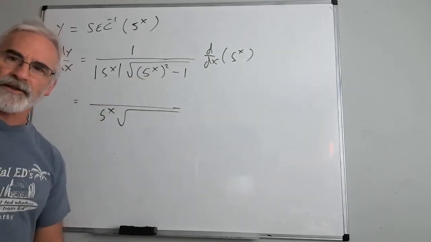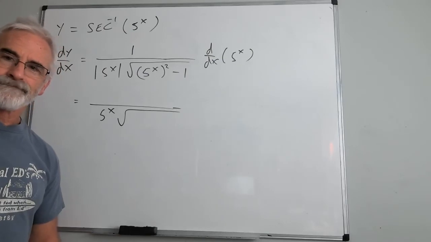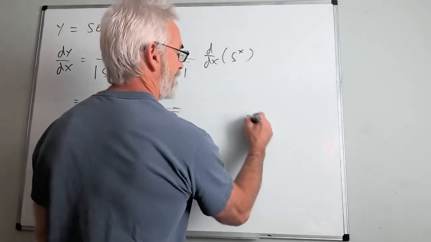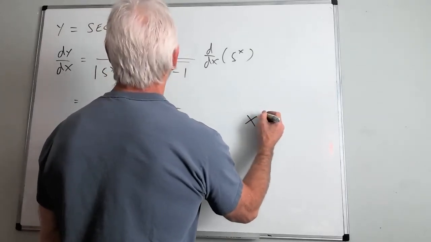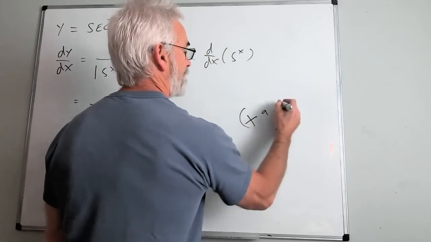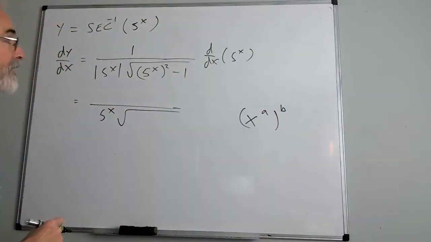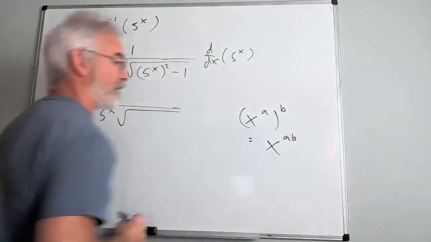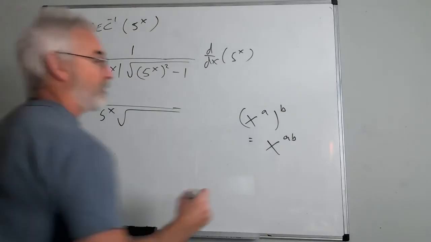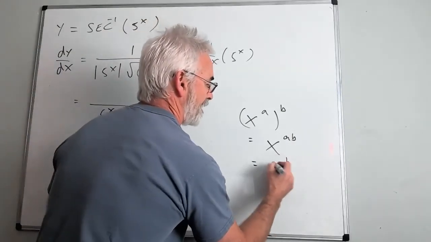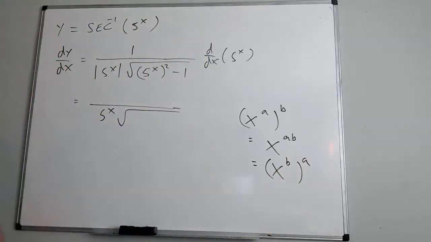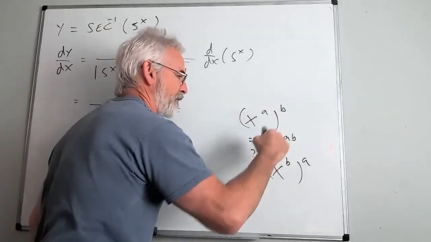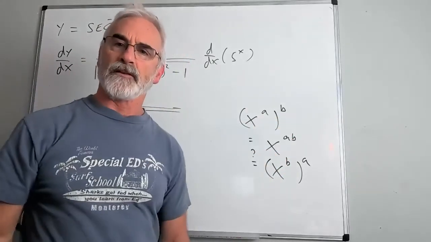Turns out there's 2 correct things I could do. If I said x to the a raised to the b, we know what that is, right? We know that's x to the ab. We know that. Is it also x to the b raised to the a? I'm putting a question mark here. We know that's the rule of exponents. Can I rewrite this like this? Is that legal?